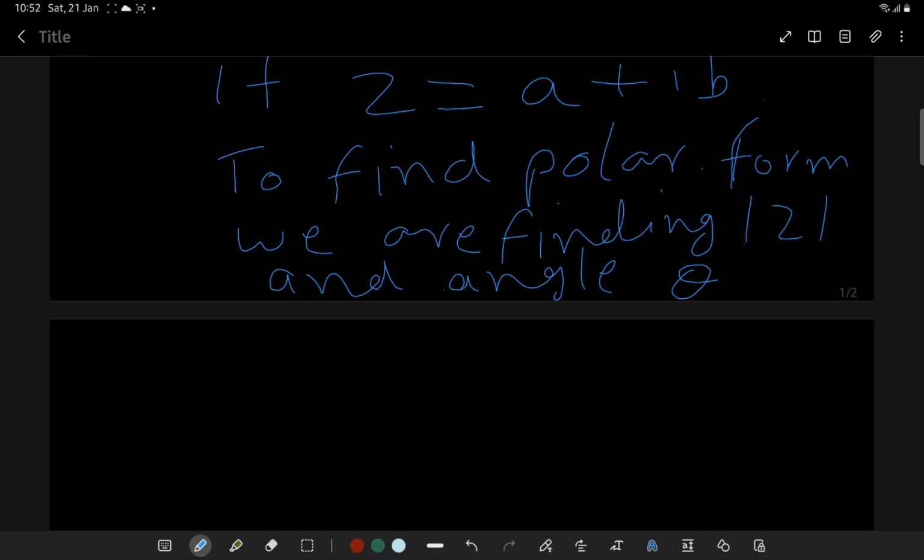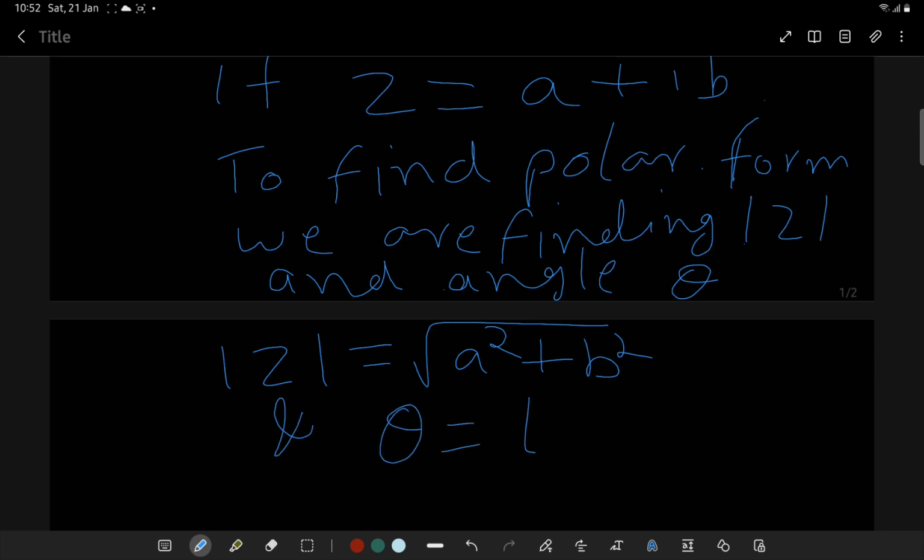Here mod z is nothing but square root of a square plus b square, and theta is equal to tan inverse of b by a. Just remember it as y by x. It's because these complex numbers also behave similarly to vectors. Like if we use i cap plus j cap, this has the same kind of formula.